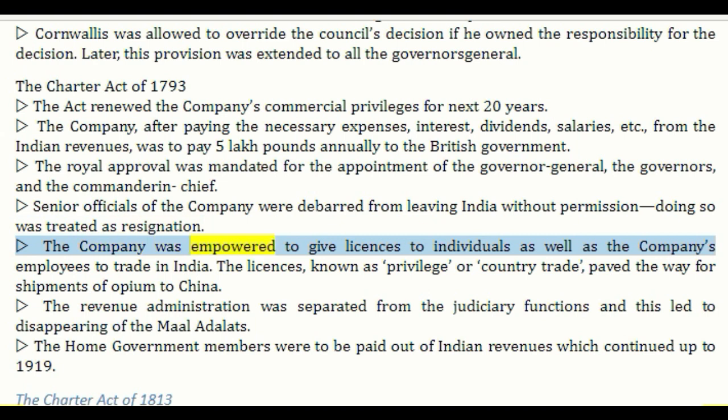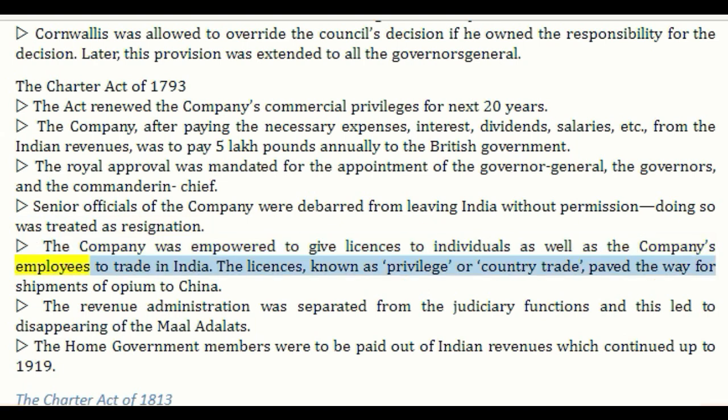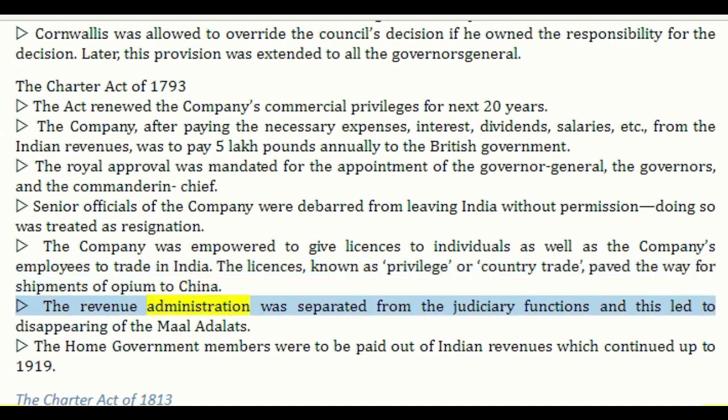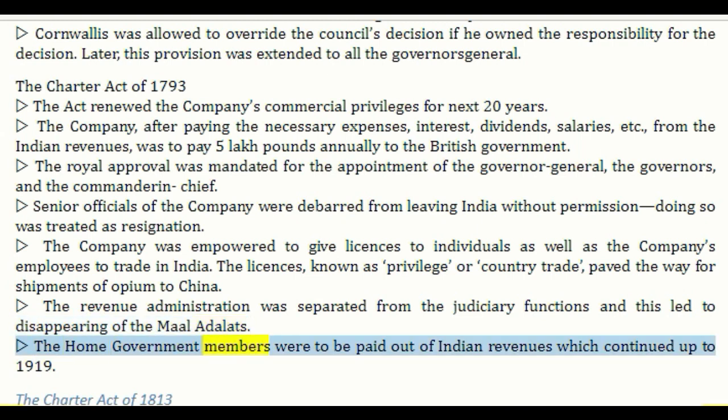The Company was empowered to give licenses to individuals as well as the Company's employees to trade in India. The licenses, known as privilege or country trade, paved the way for shipments of opium to China. The revenue administration was separated from the judiciary functions, and this led to the disappearance of the Mal Adalats. The home government members were to be paid out of Indian revenues, which continued up to 1919.